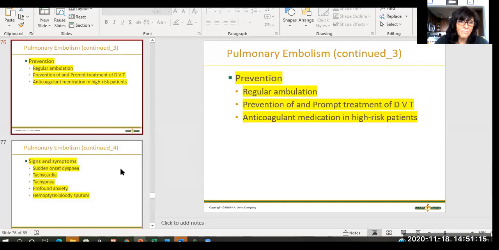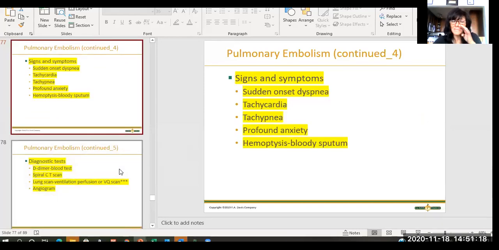Anticoagulants. And here you go, signs and symptoms. Sudden onset of dyspnea, tachycardia, tachypnea, profound anxiety. Sometimes hemoptysis, which is coughing up blood, bloody sputum. But usually before they get to the bloody sputum, they get to dead.